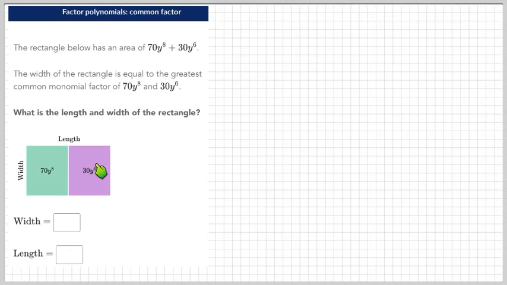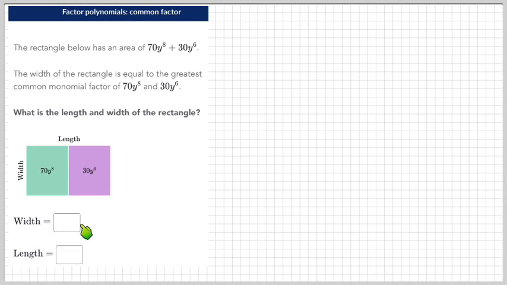There's a lot of writing here, and there's a cute little picture. A rectangle below has this area. Interesting, it's broken up. There's 70y to the 8th and 30y to the 6th, and they broke it up like this. How cute. Okay, that's the area. The width of the rectangle is equal to the greatest common monomial factor of these two. Okay, that's the width. That's this guy right here. What is the length and width of the rectangle?